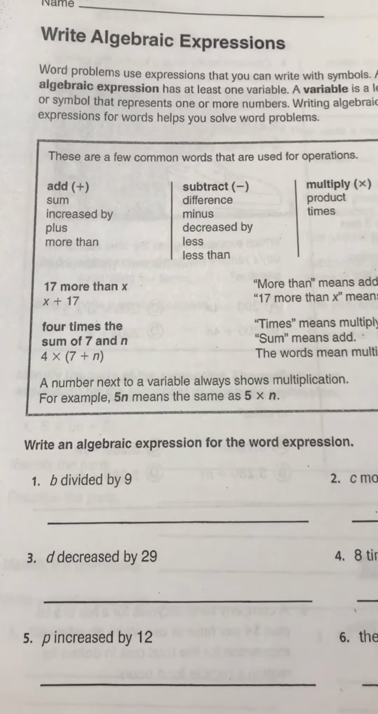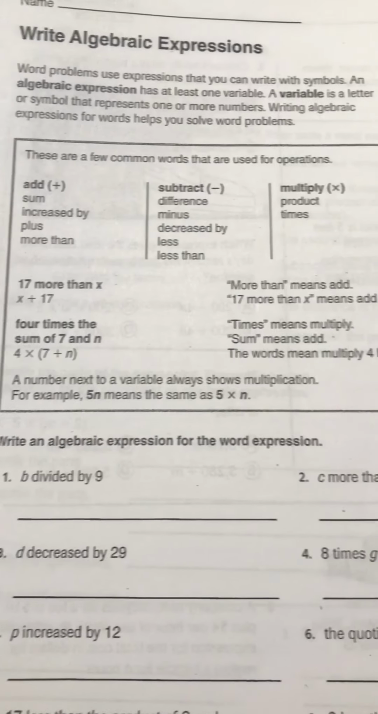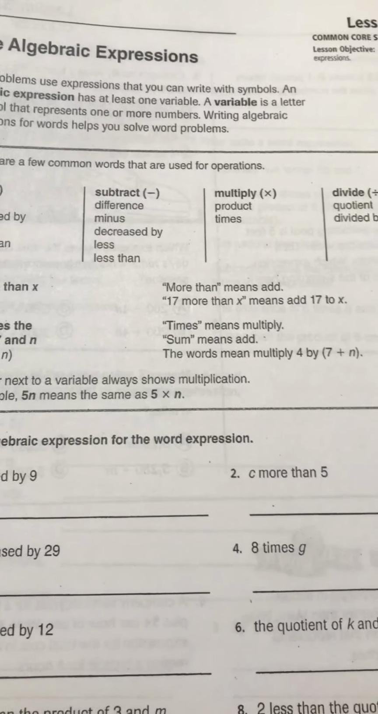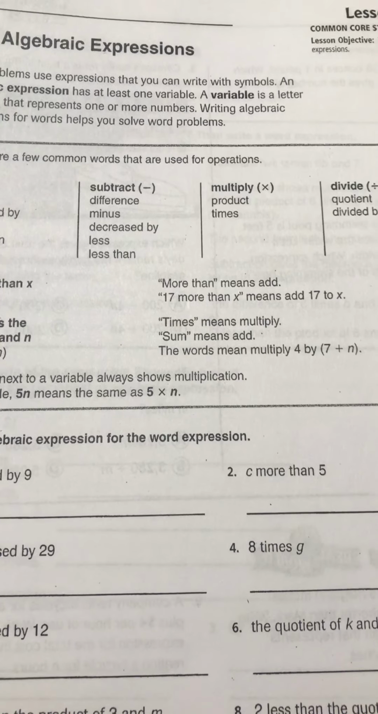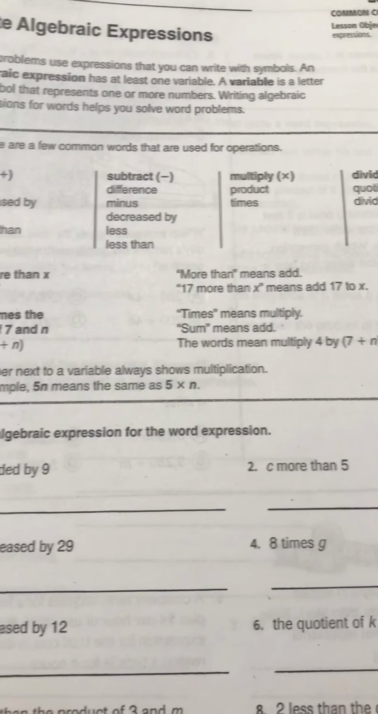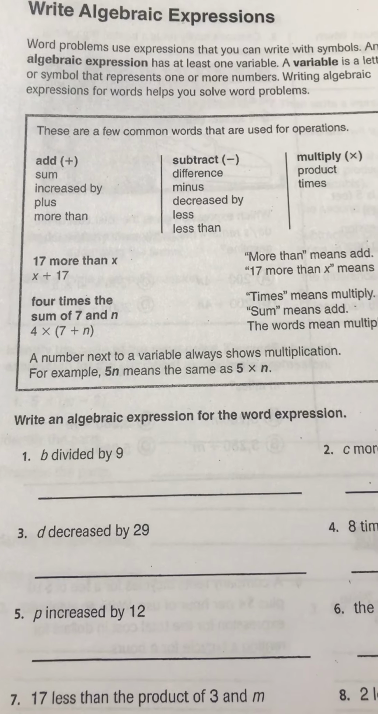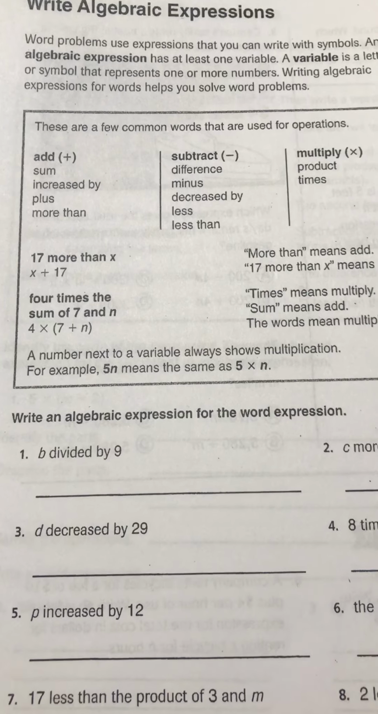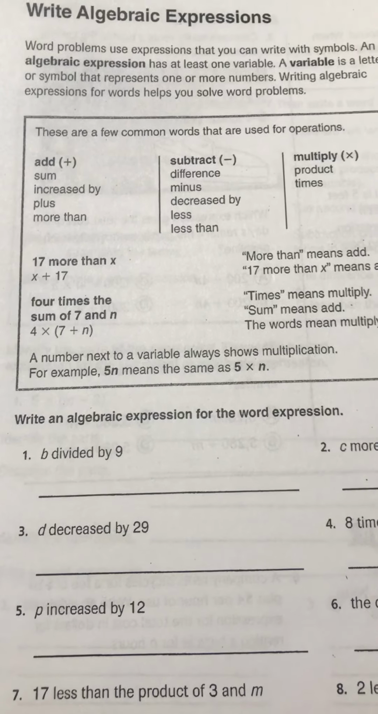Okay, so let's look at the example. 17 more than x. Okay, so more than means add. And 17 more than x means add 17 to x. So the first part of the expression, the first term, needs to be x. Then we're putting our plus sign for more than, and 17 is going at the end. So x plus 17.